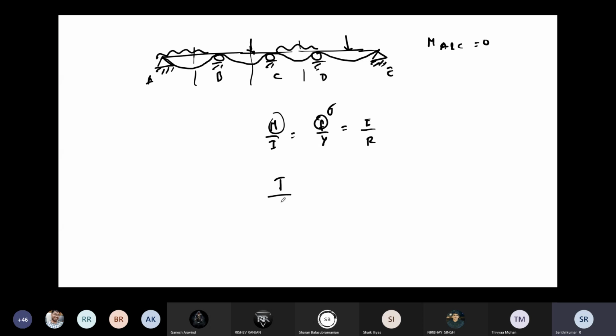If torsion, then what will happen? T, I will become J, then G, theta by L, then tau by R, right? So for F, the normal stress, what kind of stress is there here? Shear stress. For E, you have torsion, which is G, and the angle of twist. For R, you have theta by L. For E, you have G. So that is the difference.